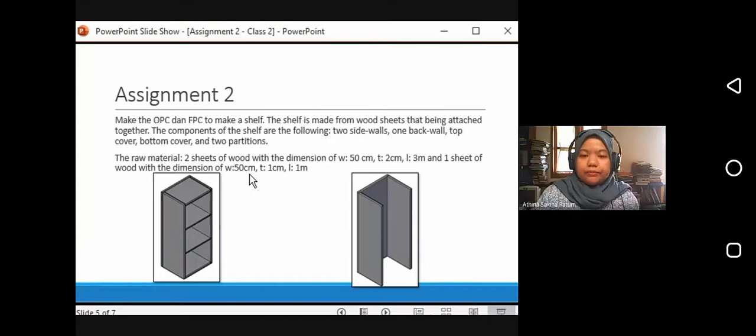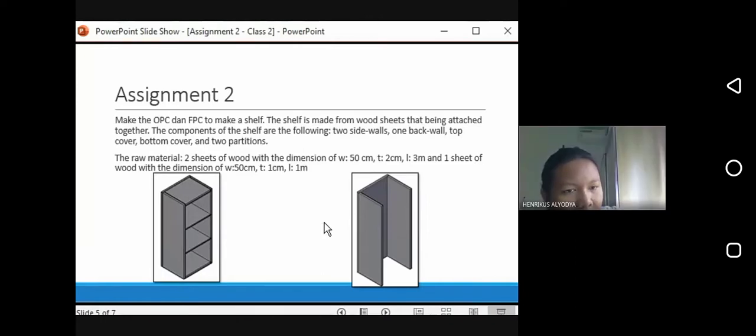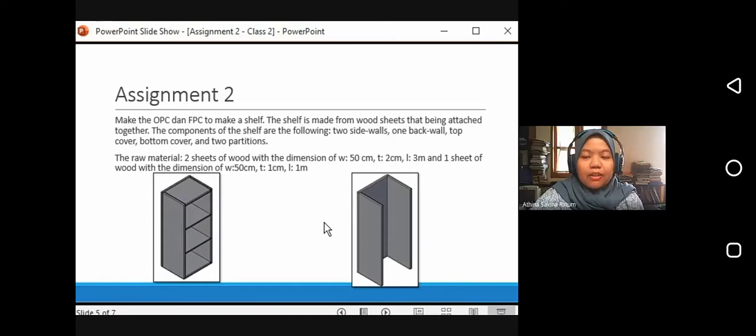Based only on this picture, can you already imagine how to make the shelf based on the raw material? At least, for example, what is the first process that you have to do? Cut the wood sheet, ma'am. Cut the wood, and when you cut the wood, what? How?